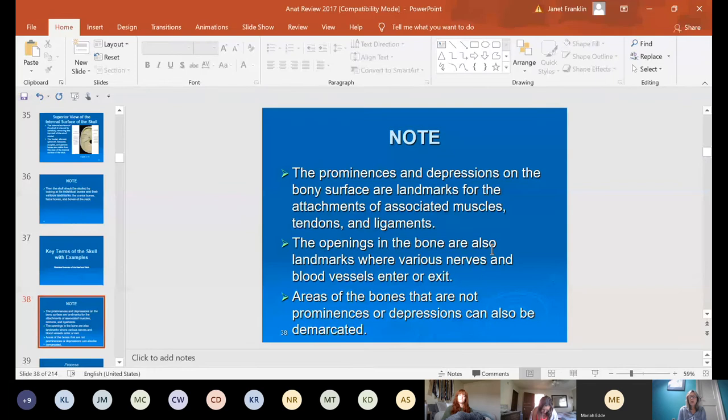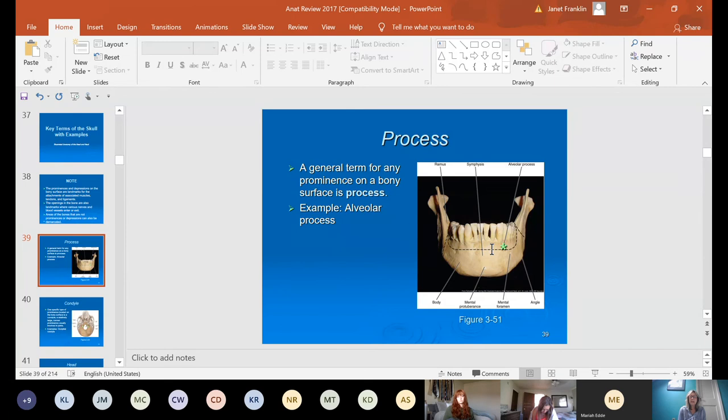The openings in the bone are also landmarks where various nerves and blood vessels enter or exit. And areas of the bone that are not prominences or depressions can also be demarcated. So we've got prominences, depressions; prominences stick out, depressions go in. And then we've got openings for the various nerves and blood vessels to enter or exit. A general term for any prominence on a bony surface is a process.